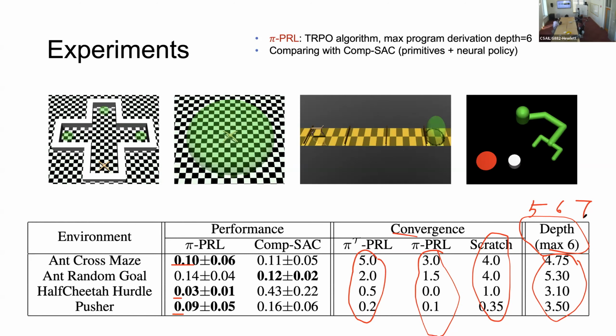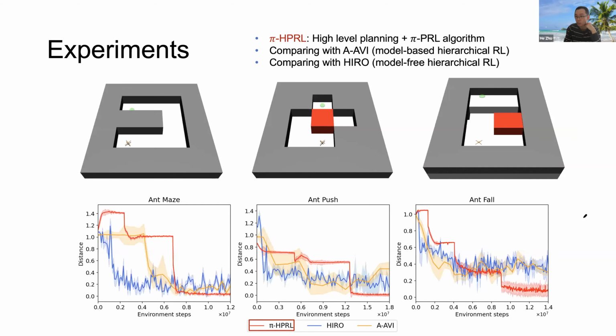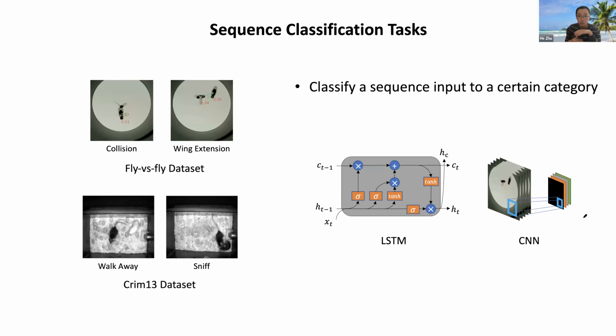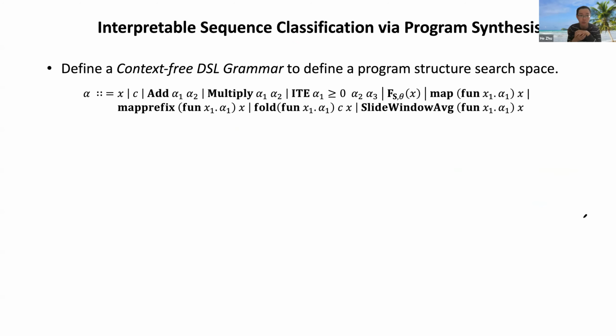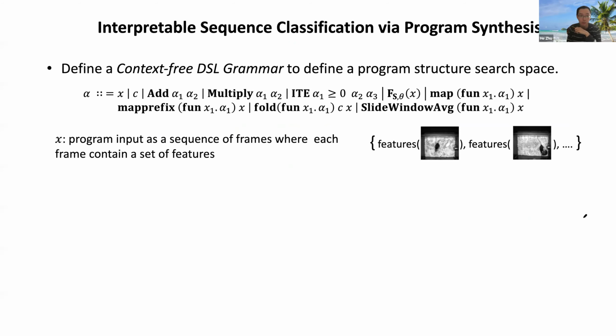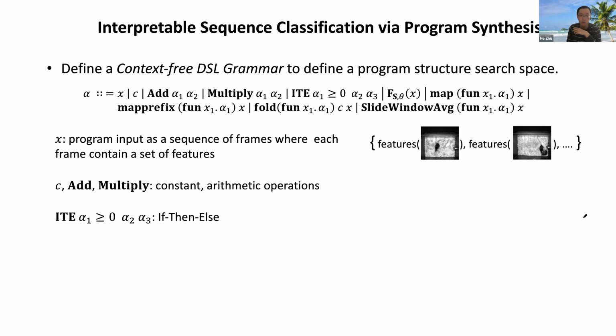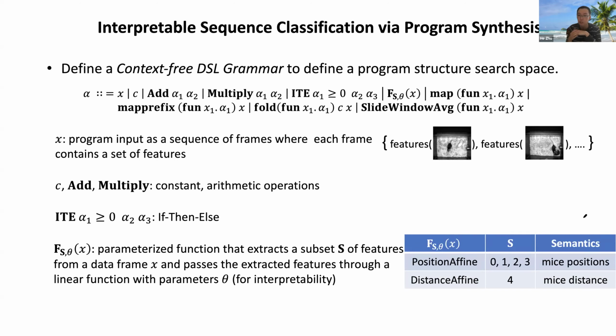Thanks. Yeah. The other question is about how we can overcome the complexity issue of the algorithm. So I'll just quickly go over other work that tries to solve the problem. In this problem, we do sequence classification. We want to predict a label for a sequence of input. For this, we use a context-free DSL grammar to define a grammar over program inputs over a sequence, with an add function, a multiplication function, a constant function, if-then-else, and some library functions that choose a subset of the features of each frame of the video and pass that into a linear function to compute a value.